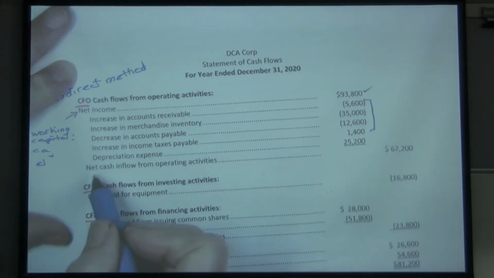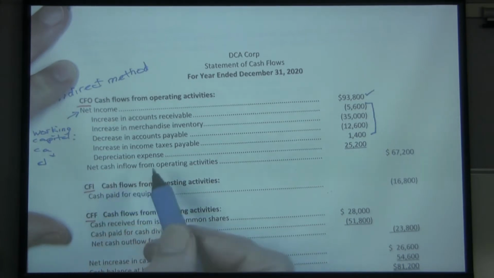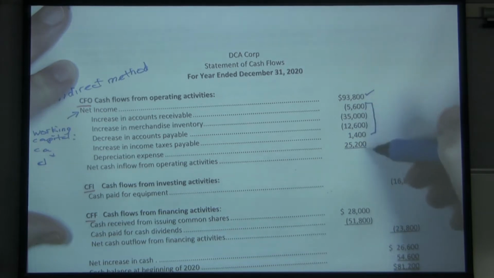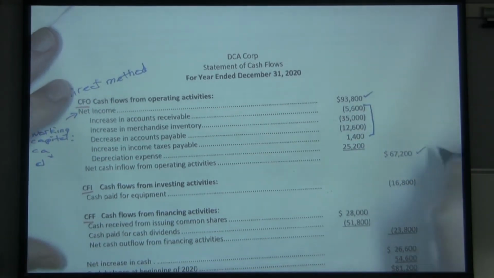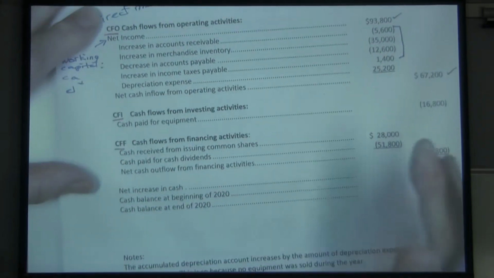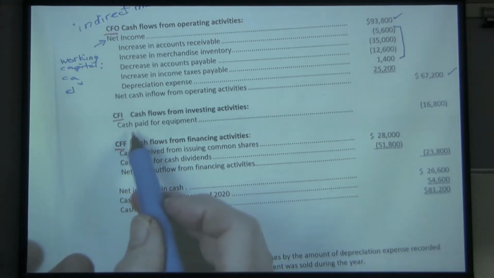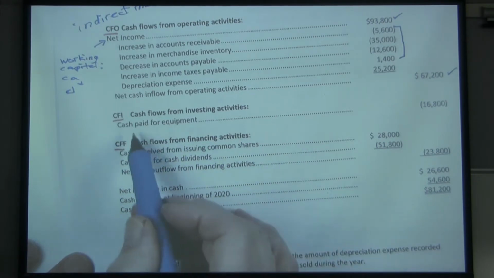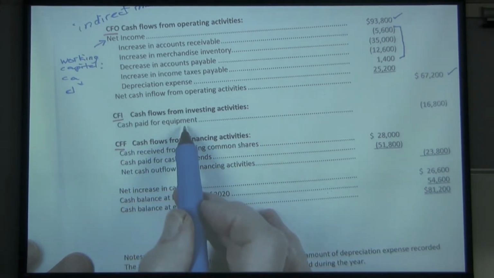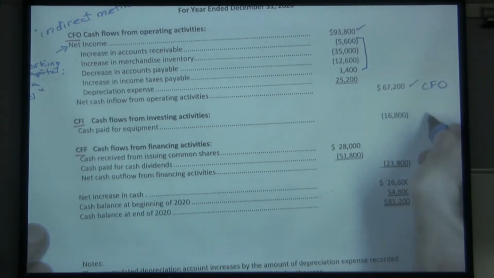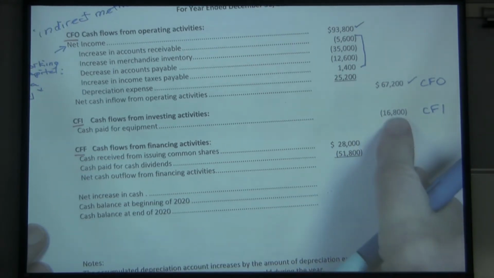So to get our CFO, net cash inflow or outflow from operating activities, we add and subtract this whole column of amounts, and we end up with this positive amount for CFO. For our investing activities, we look at anything we buy and sell as far as the PP&E goes. So in this example, we purchased equipment and we spent $16,800 cash on buying the equipment. There's only one item there. There's usually only one or two items, and that is our CFI amount.